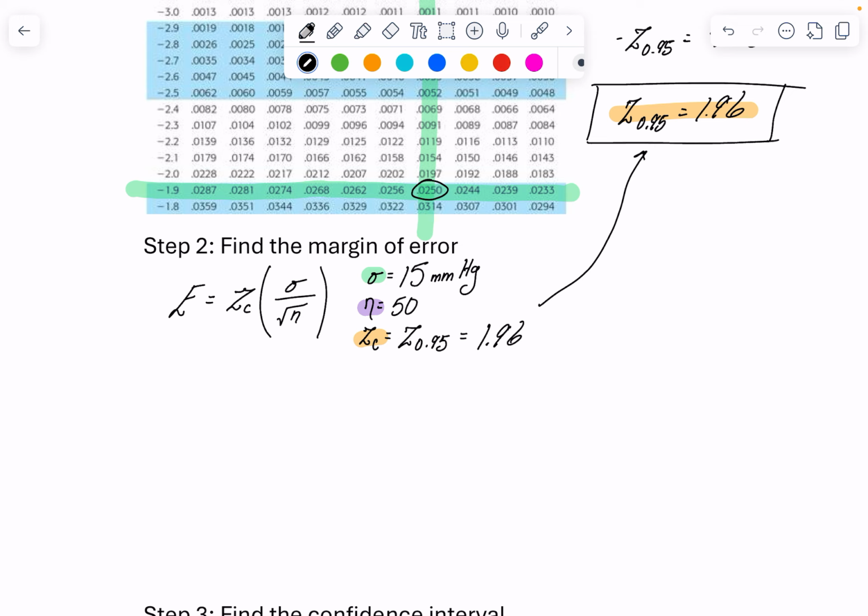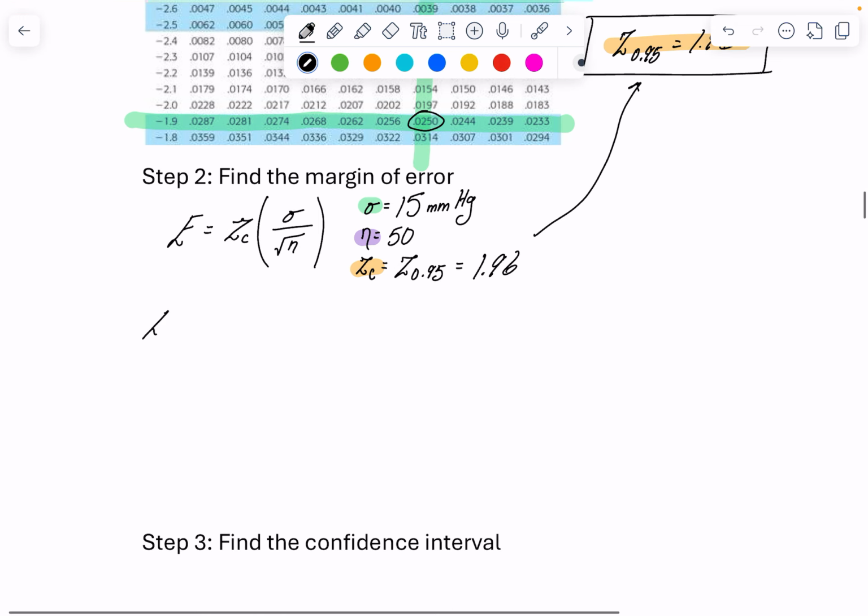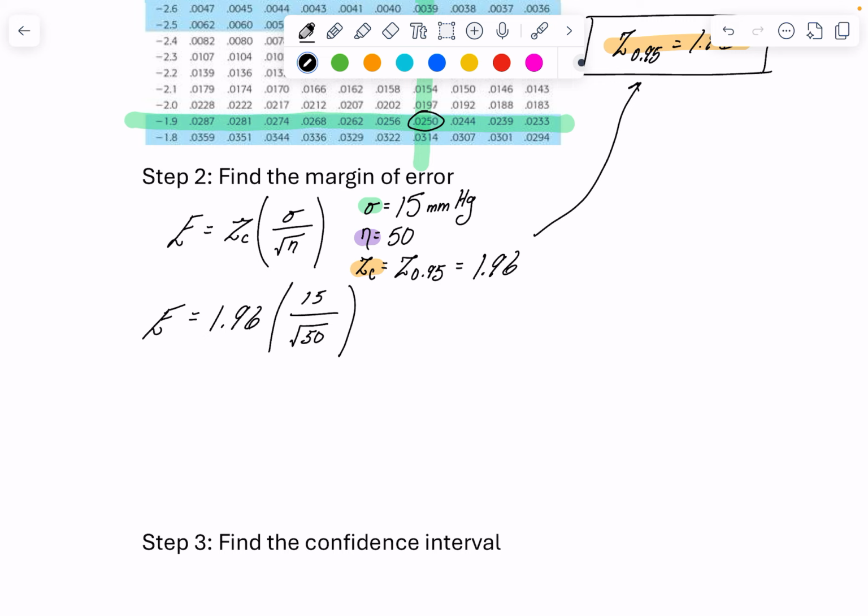And now we're going to plug everything into our equation. So the margin of error is equivalent to the critical value of 1.96, and that's multiplied by our population standard deviation divided by the square root of our sample size, which are 15 and 50 respectively. Okay, I'm going to do whatever's in the parentheses first. So we take the square root of 50 and divide 15 by it. And we get something that looks like 2.12.